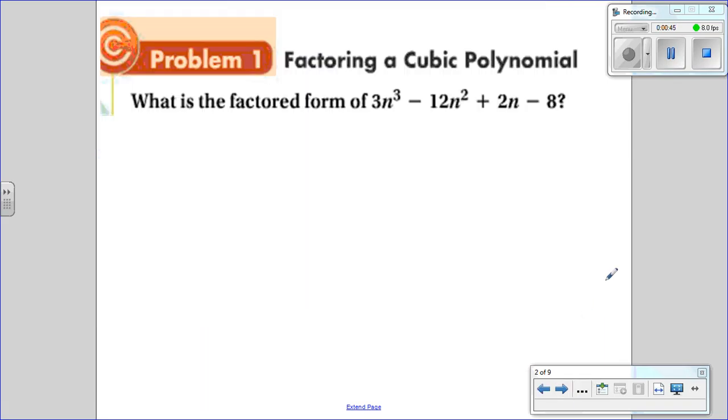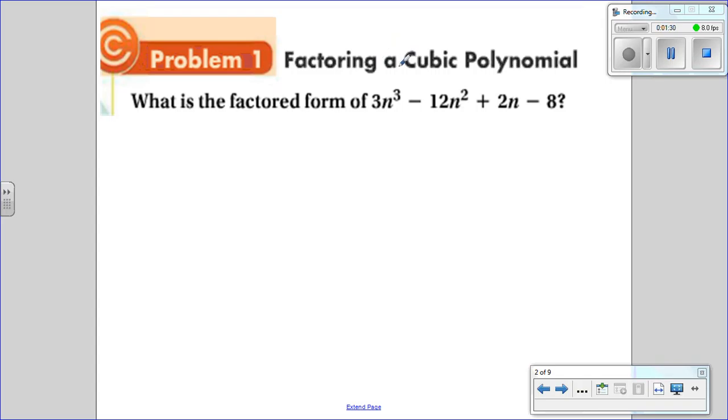Okay, the first one, we're just going to hop into it and show you some different ways of doing this. So the first one is 3n cubed minus 12n squared plus 2n minus 8. One of the first things that you always want to do is look to see if they all have a greatest common factor. If there's anything that they have in common, if they all have an n or an x, or 2 can go into all of them, anything like that. That is not the case with this. There's nothing in 3n cubed, 12n squared, 2n, and 8 that is in common.